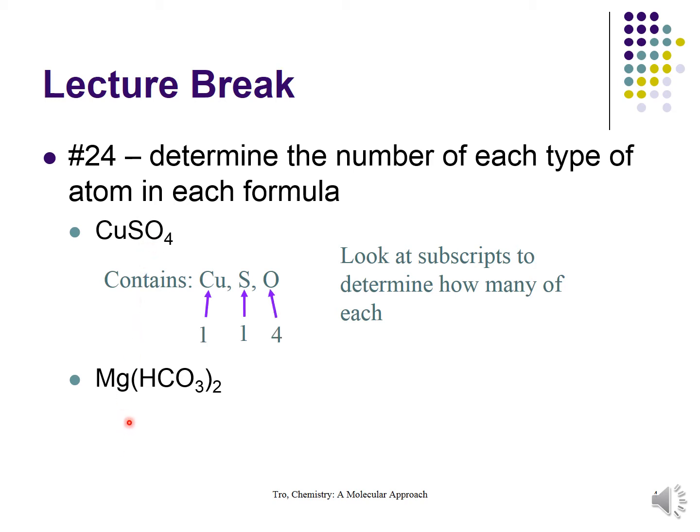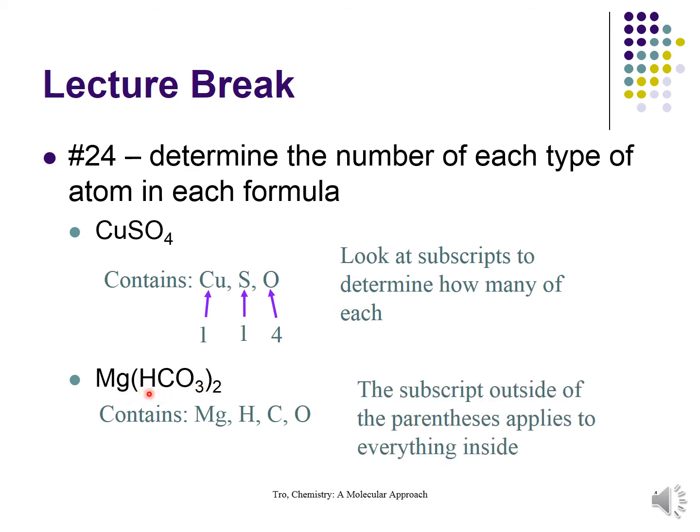So same story down here. We look at what our compound contains. We have magnesium, hydrogen, carbon, and oxygen. And when we look at the amounts, there's 1 magnesium. To decide how many there are of the 3 other elements, we have to notice that they're in parentheses and there's a 2 outside of that parentheses. So there's 2 of this whole group. So whatever our subscript is, we're going to multiply that by 2. So 1 times 2 gives us 2 hydrogen, 1 times 2 gives us 2 carbon, and 3 times 2, 6 oxygens.